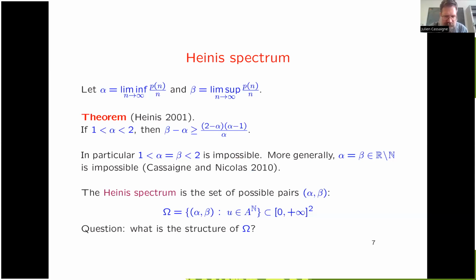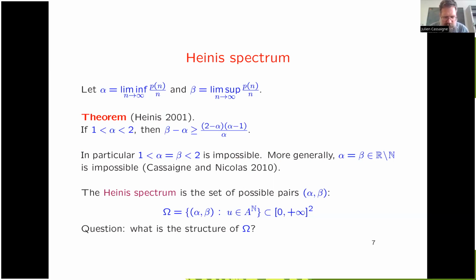So really, most of the time, what we will have is a point alpha, beta with different values alpha and beta. And so we introduced the Heinis spectrum as the set of all the possible pairs alpha and beta that you can obtain from the complexity function of any infinite word on some finite alphabet. They may be infinite in the case when the growth is not linear. They can be 0 in the case when the complexity is bounded.